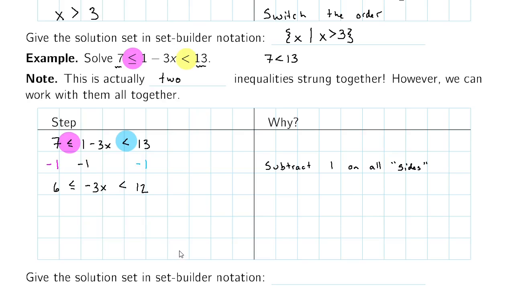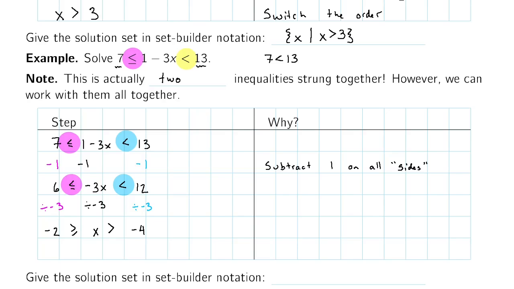Next, we need to get rid of that negative 3 in the middle. So we're going to divide by negative 3. Focusing on the left inequality, we'll divide by negative 3 on the left. Focusing on the right inequality, we'll divide by negative 3 on the right. And so on the left, we have negative 2. In the middle, we're just left with x. On the right, we have negative 4. And we've just divided by a negative number, so that also reverses the directions of the inequalities. So we've got negative 2 is greater than or equal to x is greater than negative 4.